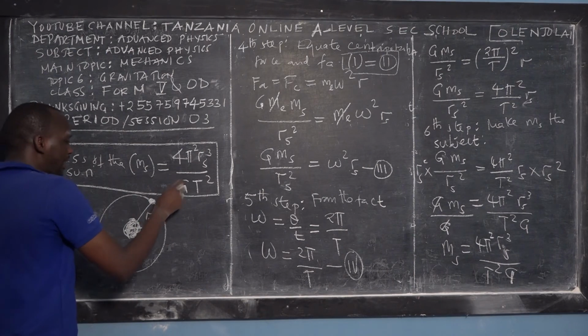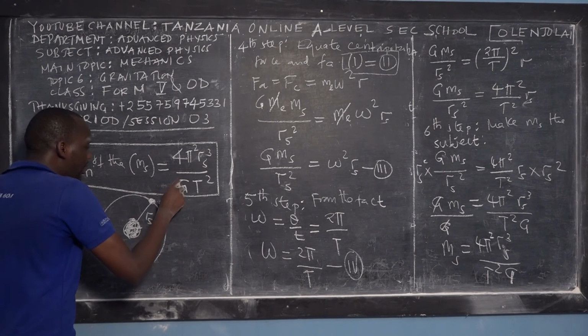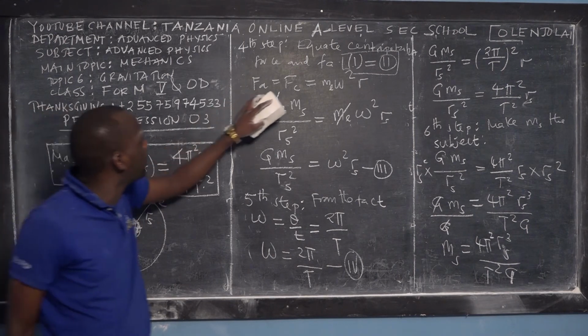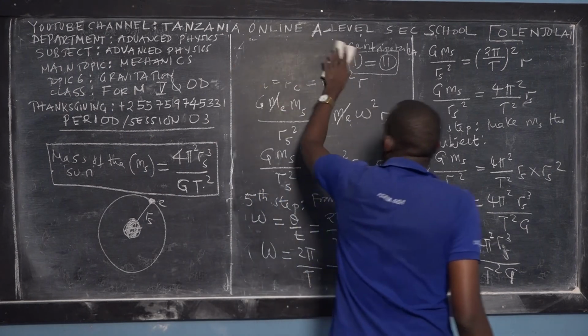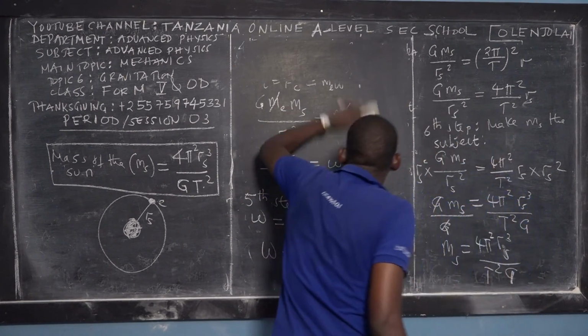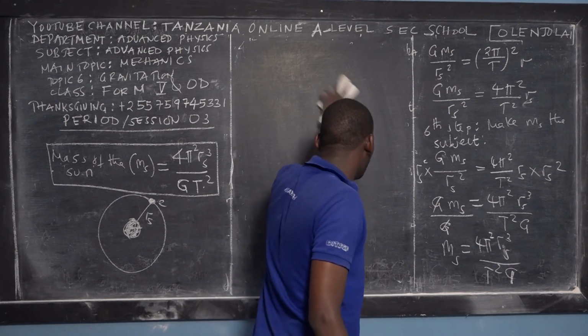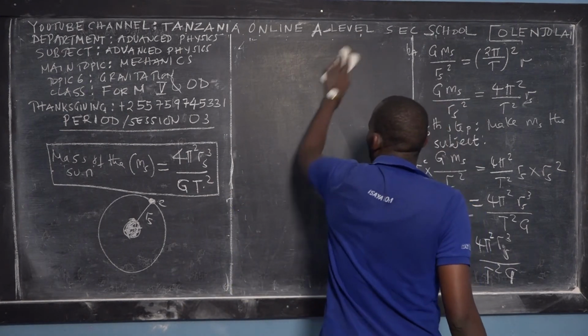And then divided by what? The universal gravitational constant, G. And then T is the period for the Earth to complete one revolution. So the second part of the question, after deriving the formula, is to use it to determine the mass of what? Of the sun, and then we click the buttons and go to other concepts.